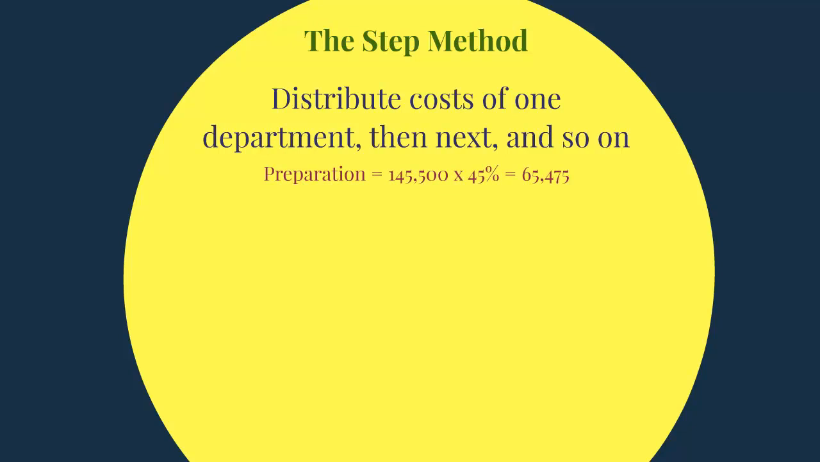So coming back to an earlier point, we remember that the work the purchasing department does for the other centres is attributed out in the ratio of 45% for the preparation, 35% for the baking, and 20% for the admin. So now we just use the percentage figure. We do not divide it by any new figure to give us a new percentage. So it's 65,475 for preparation, 50,925 for baking, and 29,100 for admin.